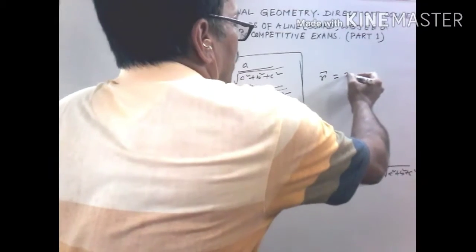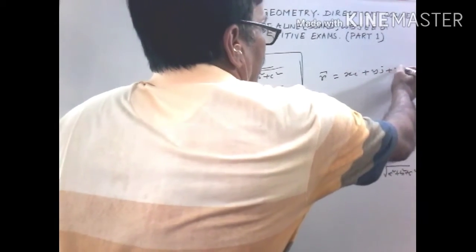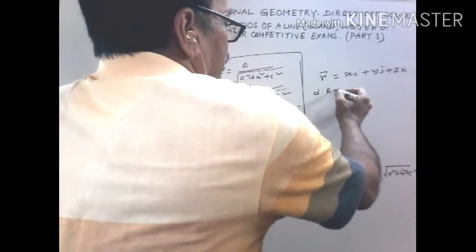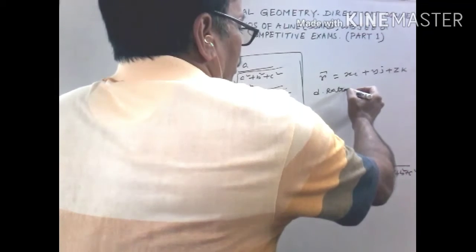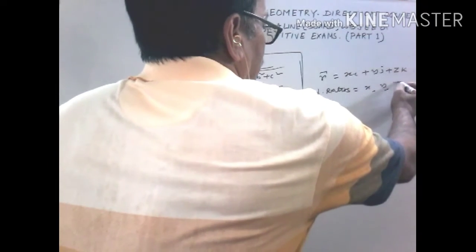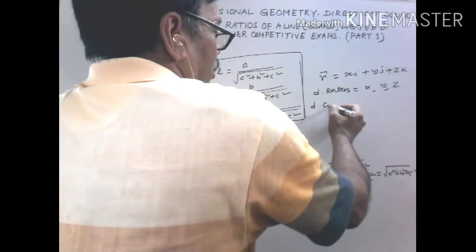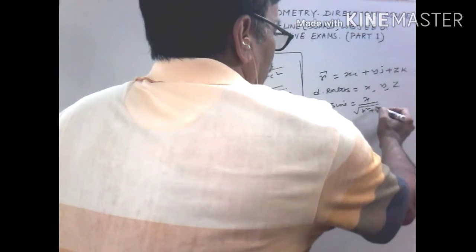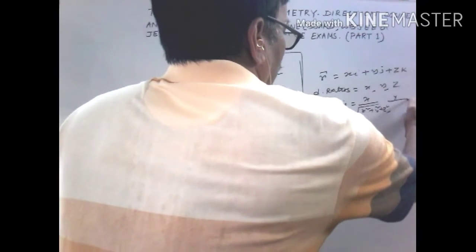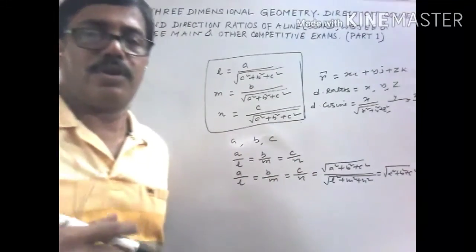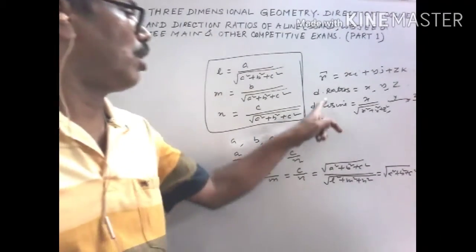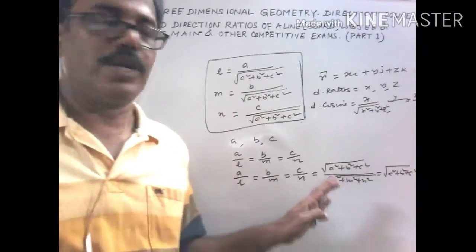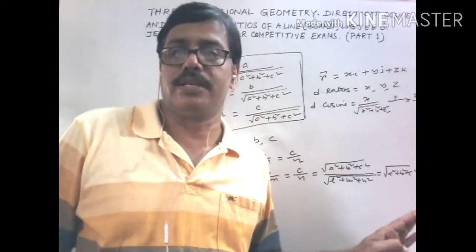Suppose r equals xi plus yj plus zk, any vector r, then the coefficients of i, j, k represent the direction ratios. So the direction ratios are x, y, z. But the direction cosines are x by root under x square plus y square plus z square, y by the same, z by the same. We have already proved it. So today I will discuss problems involving direction ratios and direction cosines.